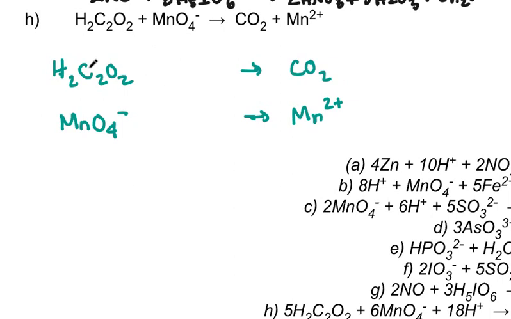Okay, carbons. 2 on the left, 1 on the right. Unacceptable. Must fix. Manganese. 1 on the left, 1 on the right. Good. Oxygens. 2 versus 4. Left side needs more oxygen. 4 oxygens versus none at all. Right side needs oxygen.